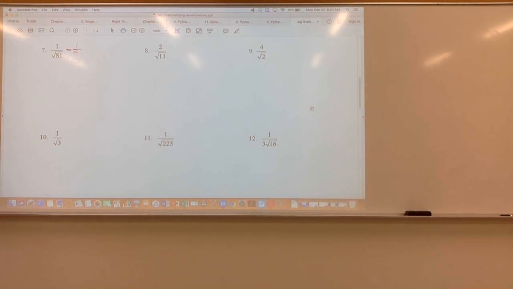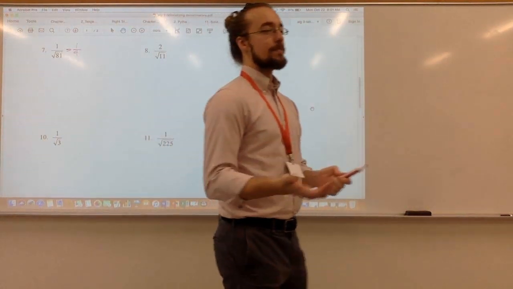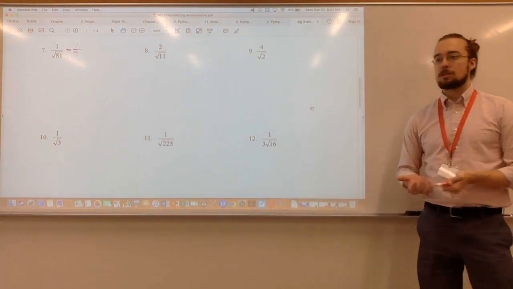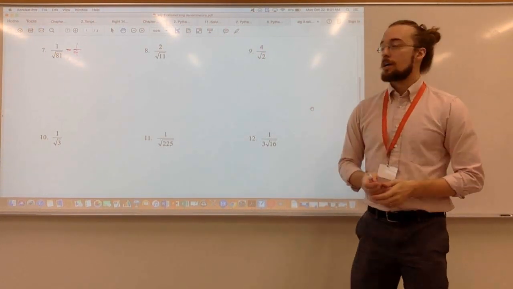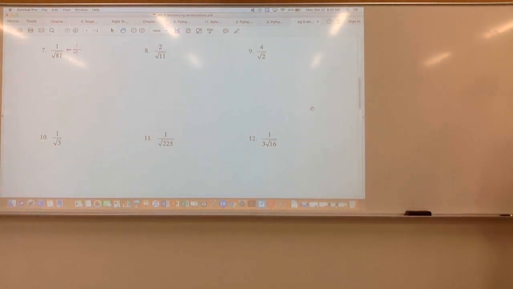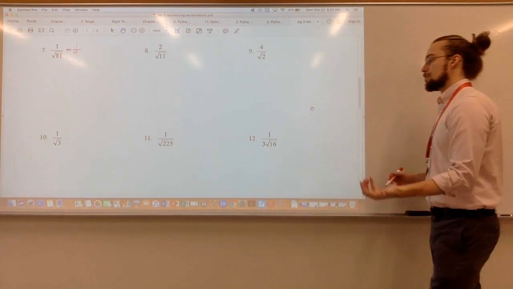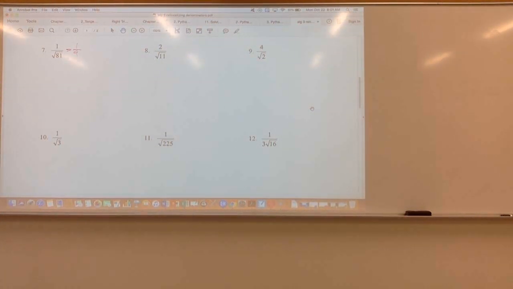Now, in number 8 here, if I've got 2 over the square root of 11, can I do something like that in this one? No. 11 is not a perfect square. So numbers 8 and 9, we will have to solve similarly to the first set of problems here.